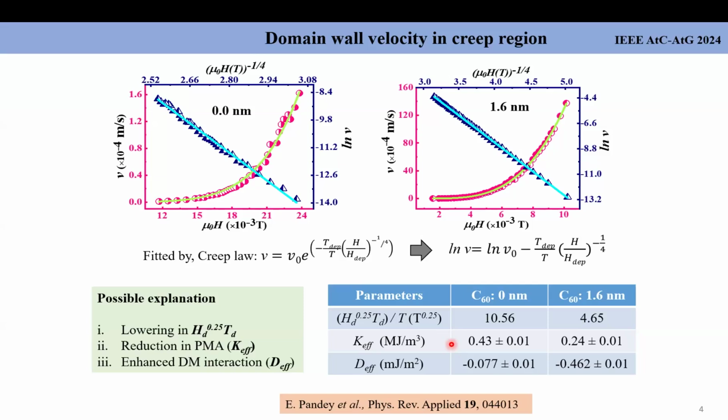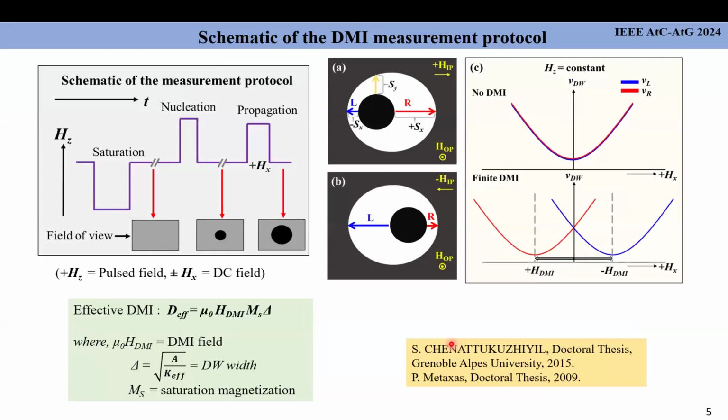So, in order to find out if there is a higher DMI in our sample or not, we have further performed the domain wall velocity measurements in the presence of an in-plane field, which gives rise to asymmetric domain expansion when the DMI is present in the sample. So, this is the measurement protocol where, like the previous measurement, we have also nucleated a domain, and during propagation we have applied both an out-of-plane pulse field and an in-plane DC field. Due to this, if the system has a DMI, then asymmetric domain propagation will occur.